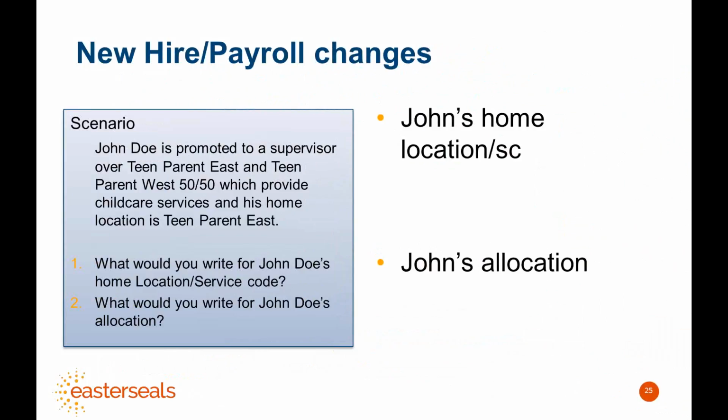Okay, I have one final practice for you. The scenario is John Doe is promoted to a supervisor over Team Parent East and Team Parent West, 50% of each, so 50-50, which provide child care services, and his home location is Team Parent East. So if you look at your cheat sheets, and you can pause the video to figure this out, what would you write for John Doe's home location and service code?